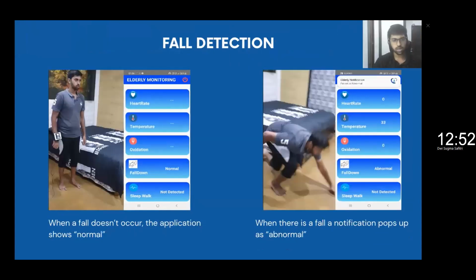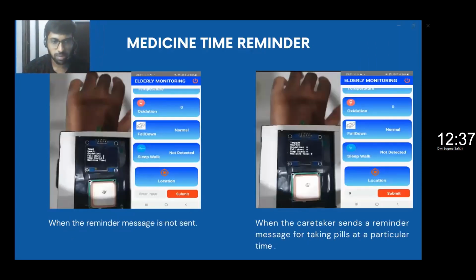Fall detection. When a fall doesn't occur, the elderly application shows the fall down status as normal. And when the elderly person falls down, this will be detected by the MPU6050 present in the device, and the status of fall down will be changed to abnormal, and an abnormal notification will pop up in the elderly app. Next is the medicine time reminder. The medicine time reminder helps the caretaker to remind the elderly person about the time at which he or she has to take medicines. And this is very useful for the caretaker to set the time at which the medicines have to be taken by the elderly, just through the elderly app.